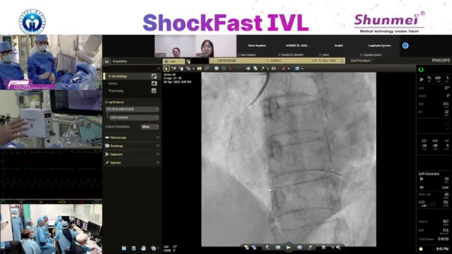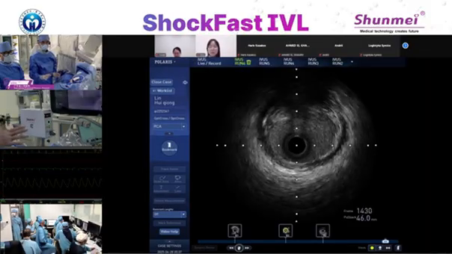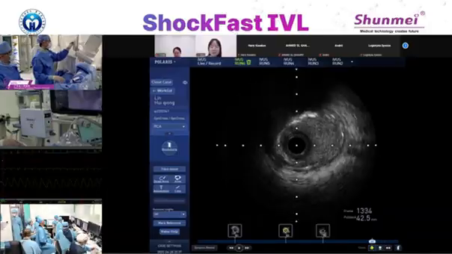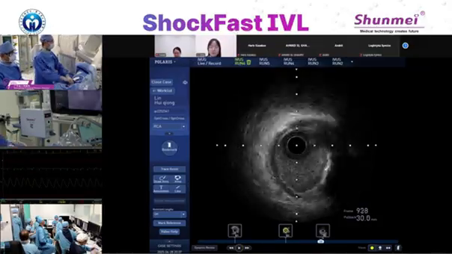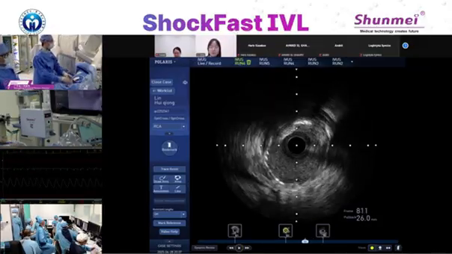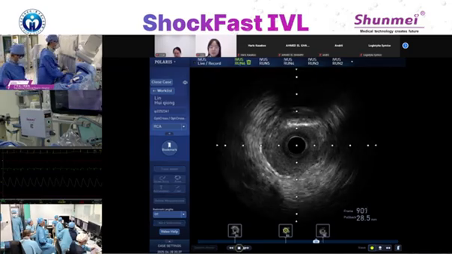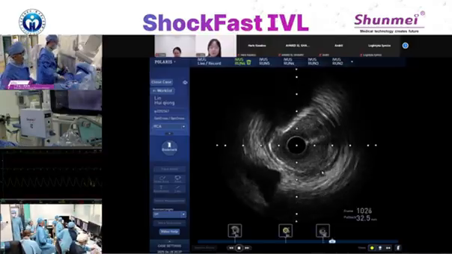I double check the IVUS to make sure there is no dissection at the very proximal segment, because I saw there's a step at the bottom side of the right coronary, but it's fine. Okay. I'm going to take out everything.